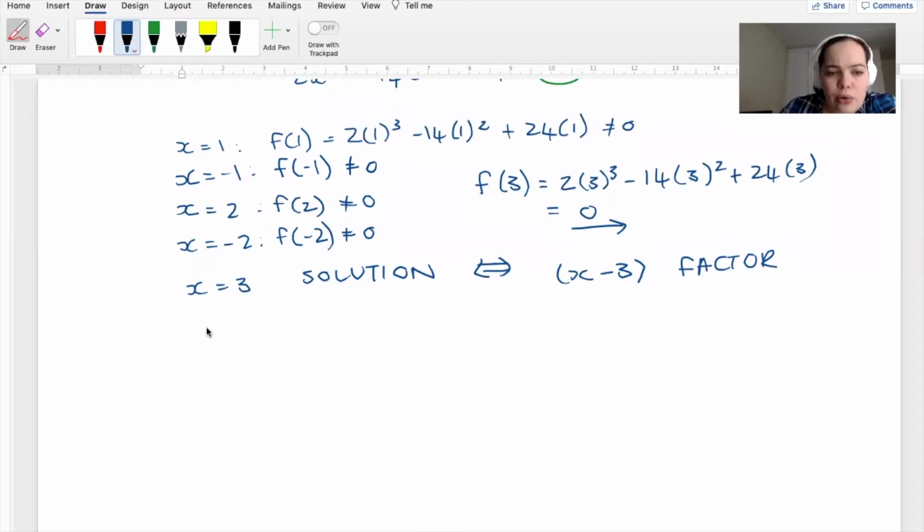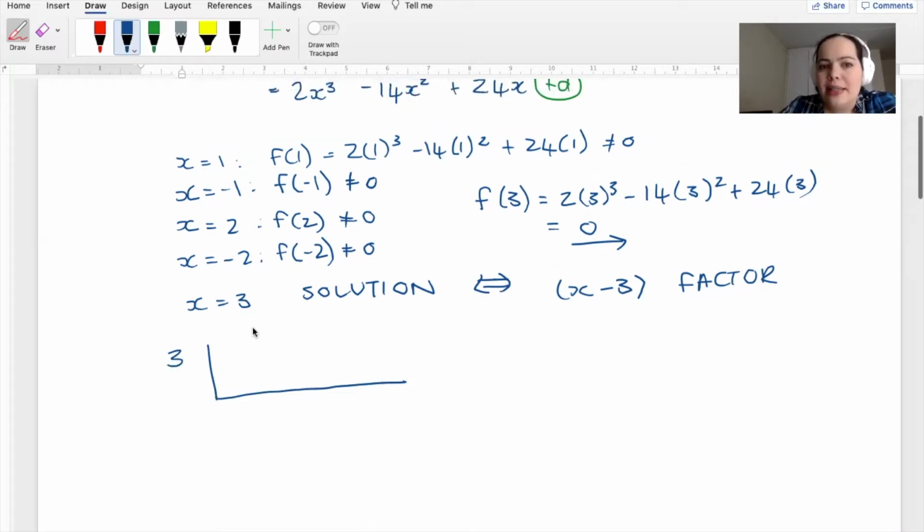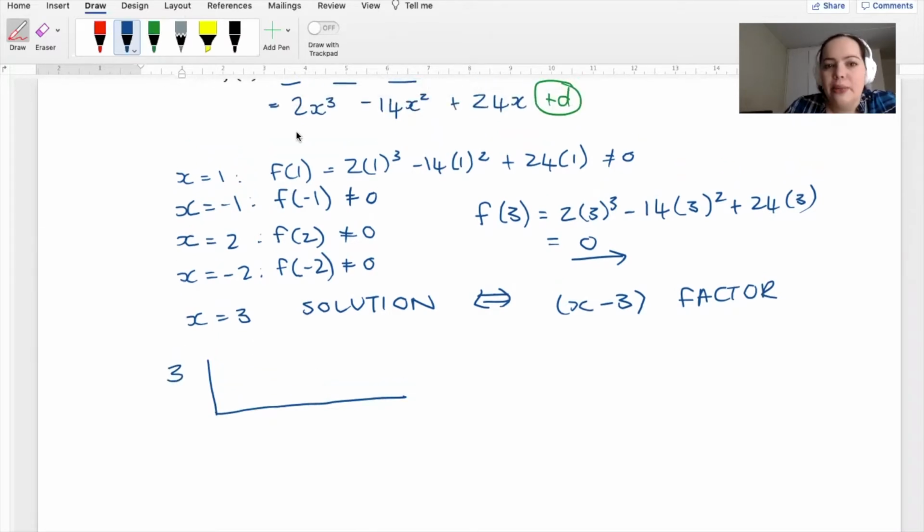So let's draw our little synthetic division box. And we pop down our solution over here. Now, this is why it's important to make sure that everything was in descending order. So you want the one for x cubed first. Then you want the one for x squared. Then you want the one for x. And then you want your constant. In this case, we'll just call it d.